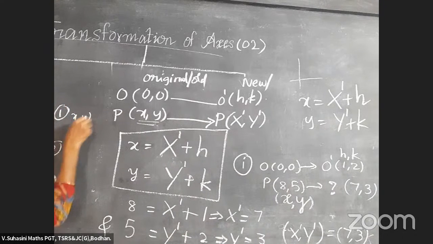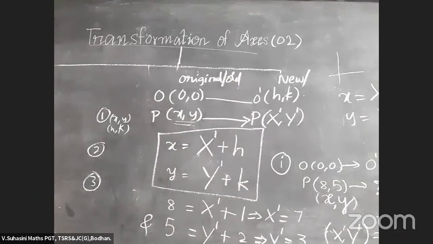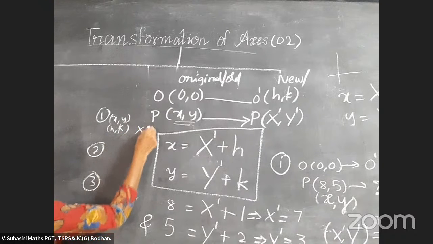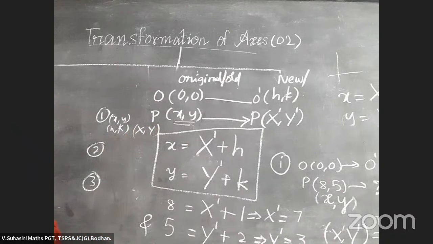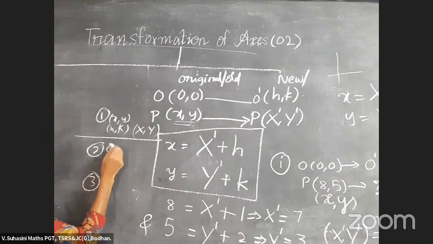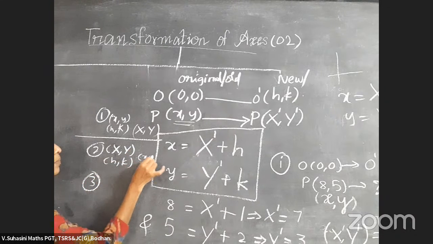In the first, small x, small y, and h, k will be provided. And we have to find out capital X, capital Y. In the second, we will be given capital X, capital Y, and h, k. We have to find small x, small y.